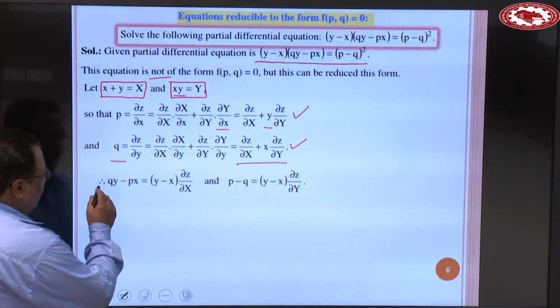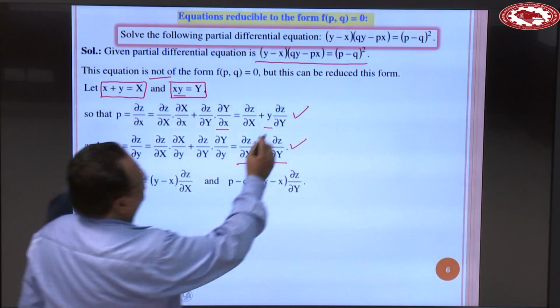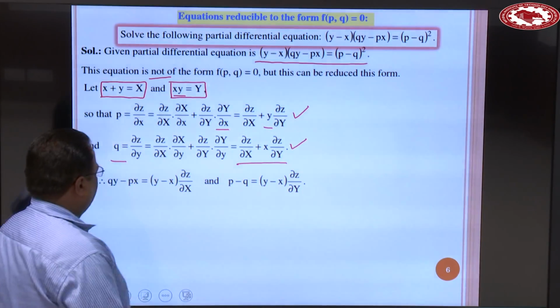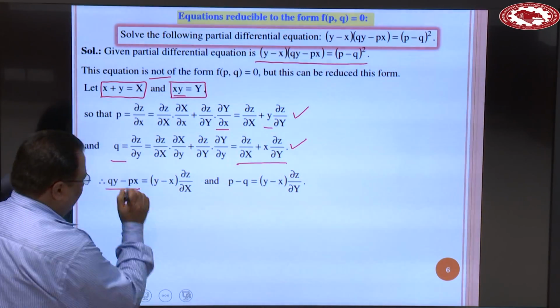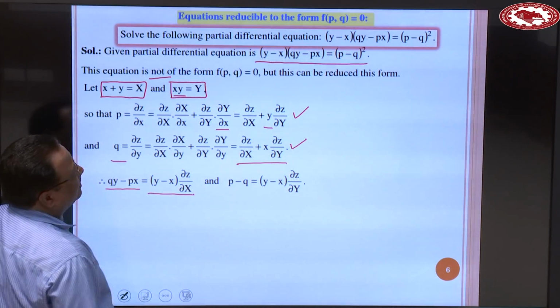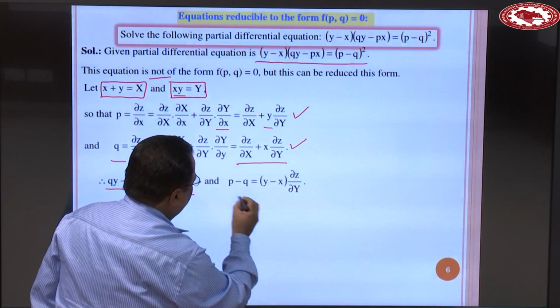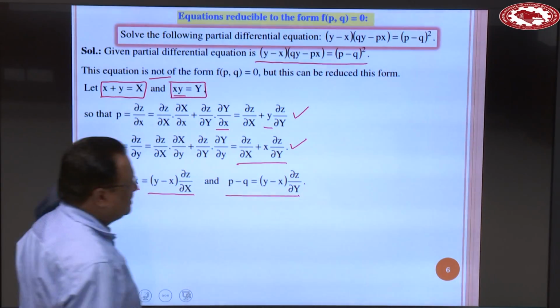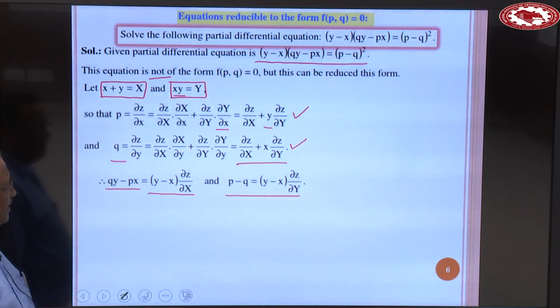Now calculate qy minus px. So we need qy minus px. First calculate qy minus px; this is the result. Now next we need p minus q. So p minus q is y minus x outside the bracket curly z over curly y.